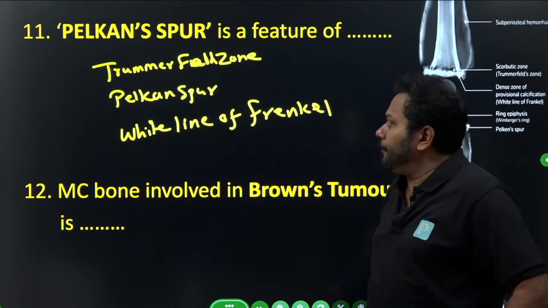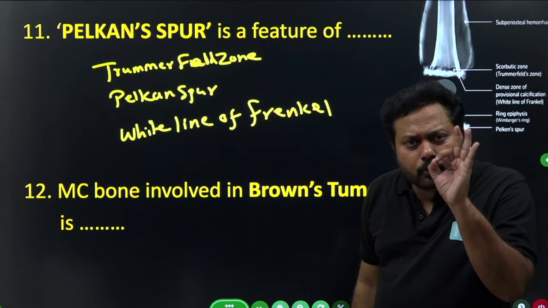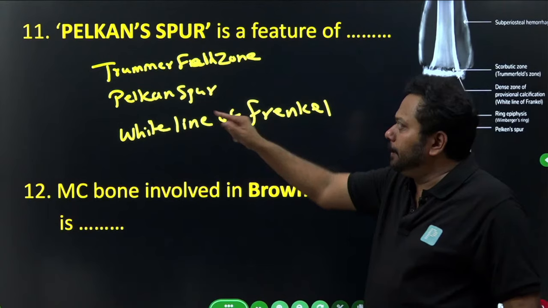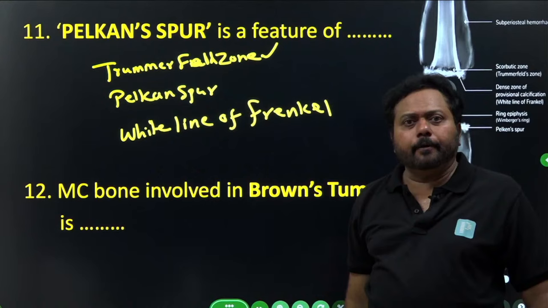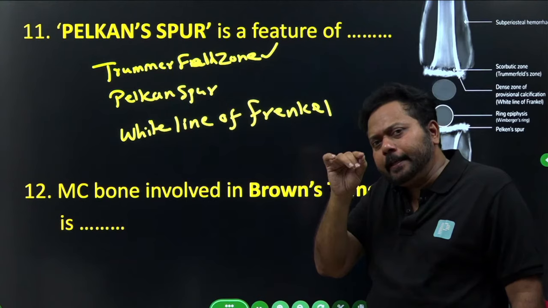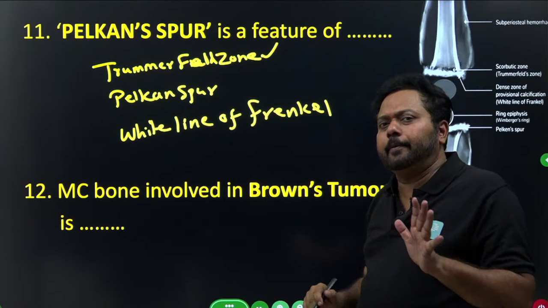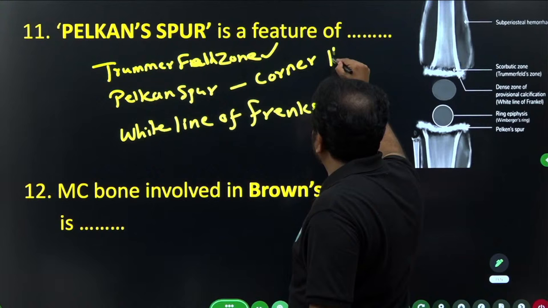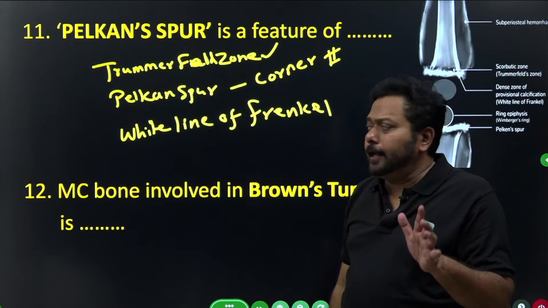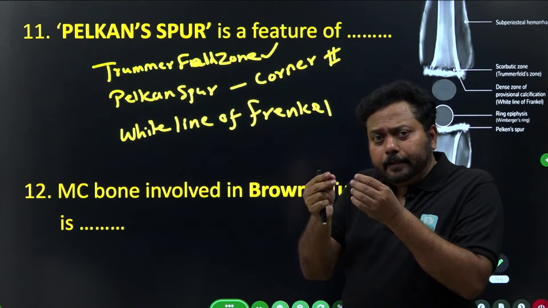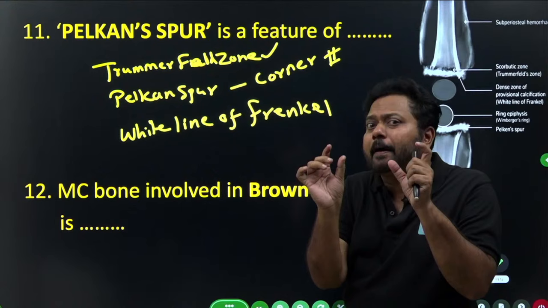Whenever you see translucency in the metaphysis on radiology, that is called the Trümmerfeld zone. When the edges of the metaphysis, the edges of the Trümmerfeld zone, undergo a fracture, a corner fracture of the metaphysis, that is called a Pelican spur. That corner fracture again gets calcified and looks like an osteophyte, a hook-like, spur-like thing. So it is called a Pelican spur. That is the explanation.